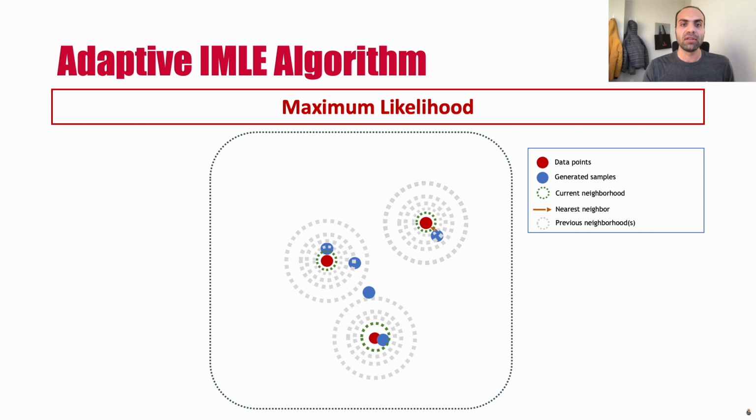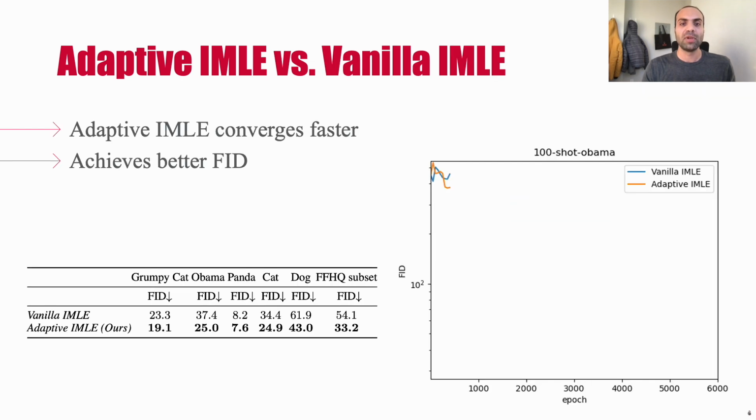As we keep training, the neighborhoods around data points get smaller and smaller. In the paper, we provide proof that this procedure is equivalent to maximizing likelihood. So, adaptive IMLE enables us to perform maximum likelihood optimization without needing to evaluate the likelihood function. Comparison to vanilla IMLE shows that our method generates higher quality images and converges faster.